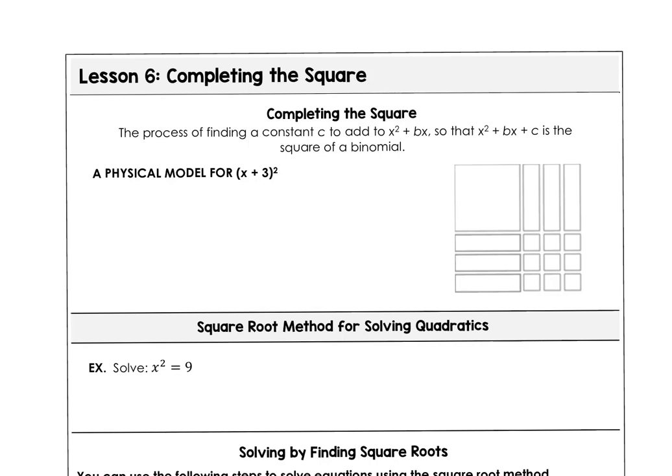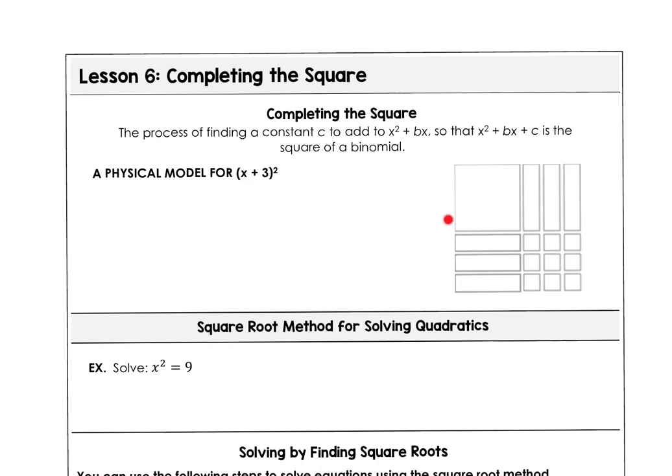Lesson 6 is all about completing the square. We'll find out that completing the square is a process for finding a constant c that we can add to the x terms so that we end up with x squared plus bx plus c, which is standard form for a quadratic. But also what's unique is that this is going to be the square of a binomial. This is the square of a binomial x plus 3.